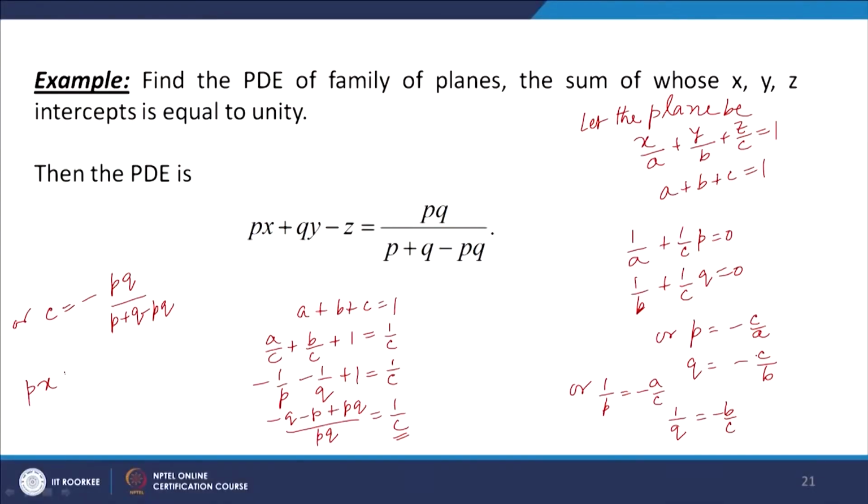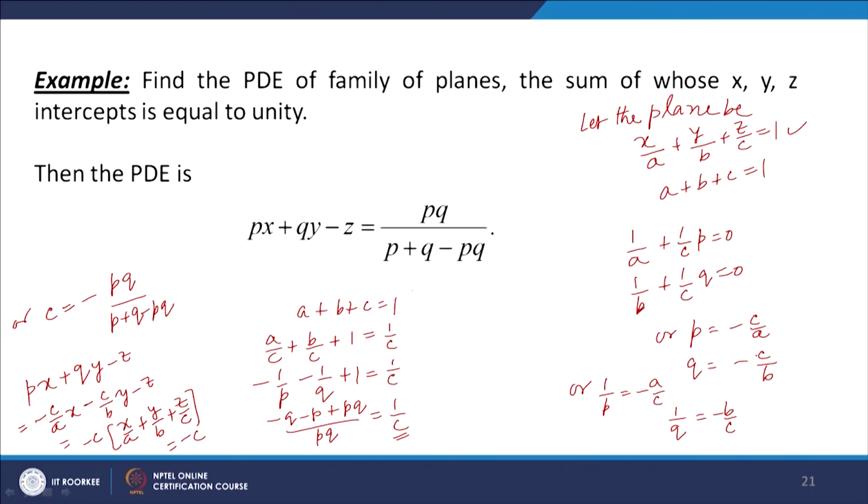Now let us find px plus qy minus z. Here p is equal to minus c by a, into x, and q is minus c by b, into y, minus z. Now this is minus c times x by a plus y by b plus z by c, and we are given that x by a plus y by b plus z by c equal to 1. So px plus qy minus z is equal to minus c.